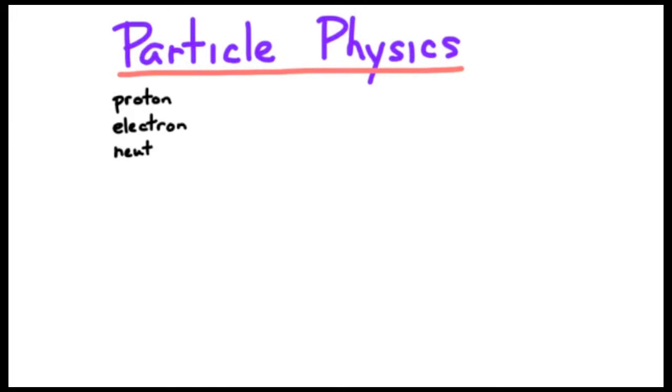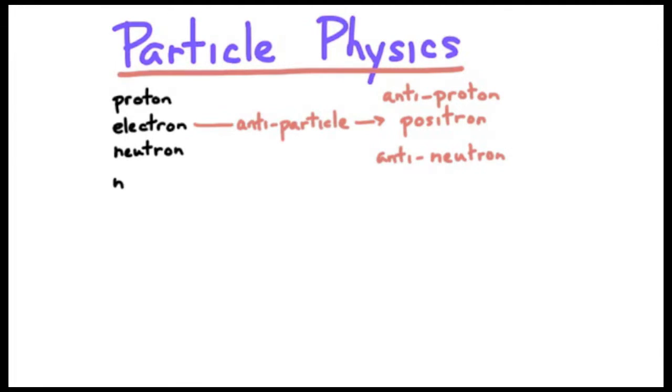This video is on particle physics, the particles that make up matter. Proton, neutron, electron, you're familiar with those particles. Proton and neutron are found in the nucleus, and electron in discrete energy levels about the nucleus. Each of the three has an antiparticle, and the antiparticle has the same mass as the particle, but opposite charge.